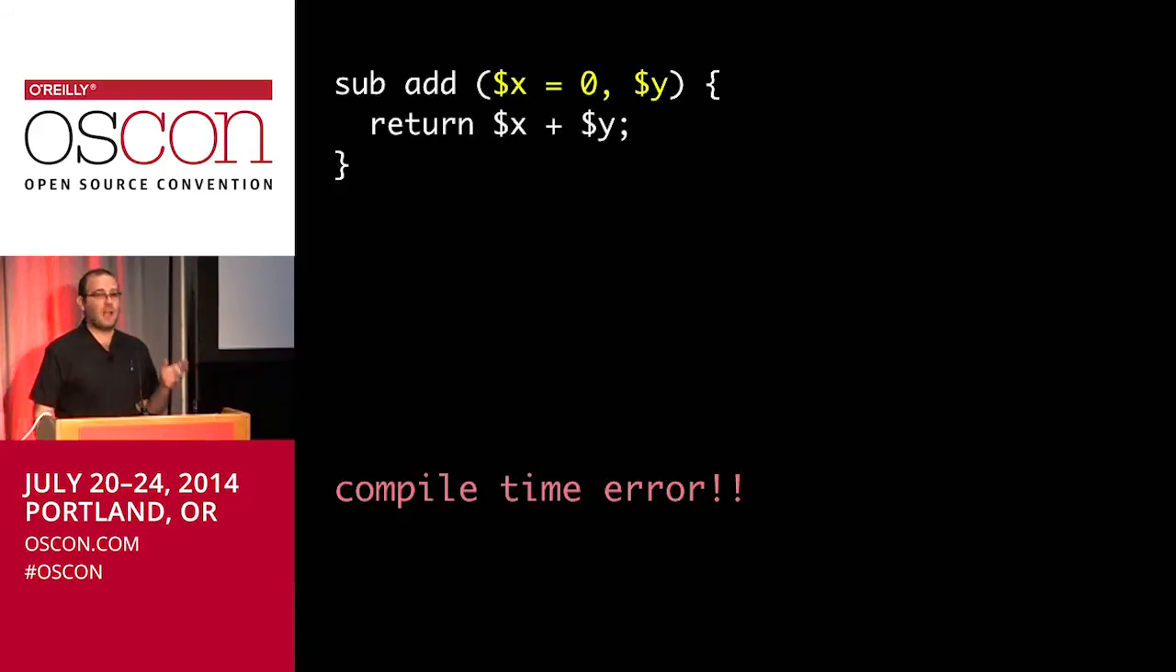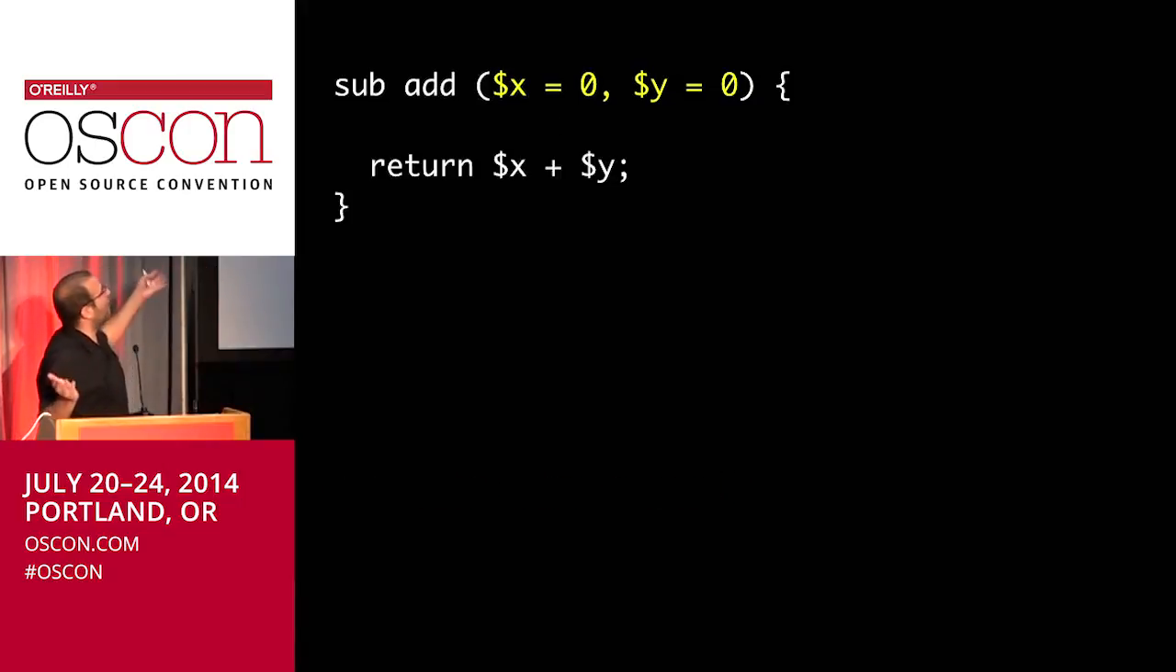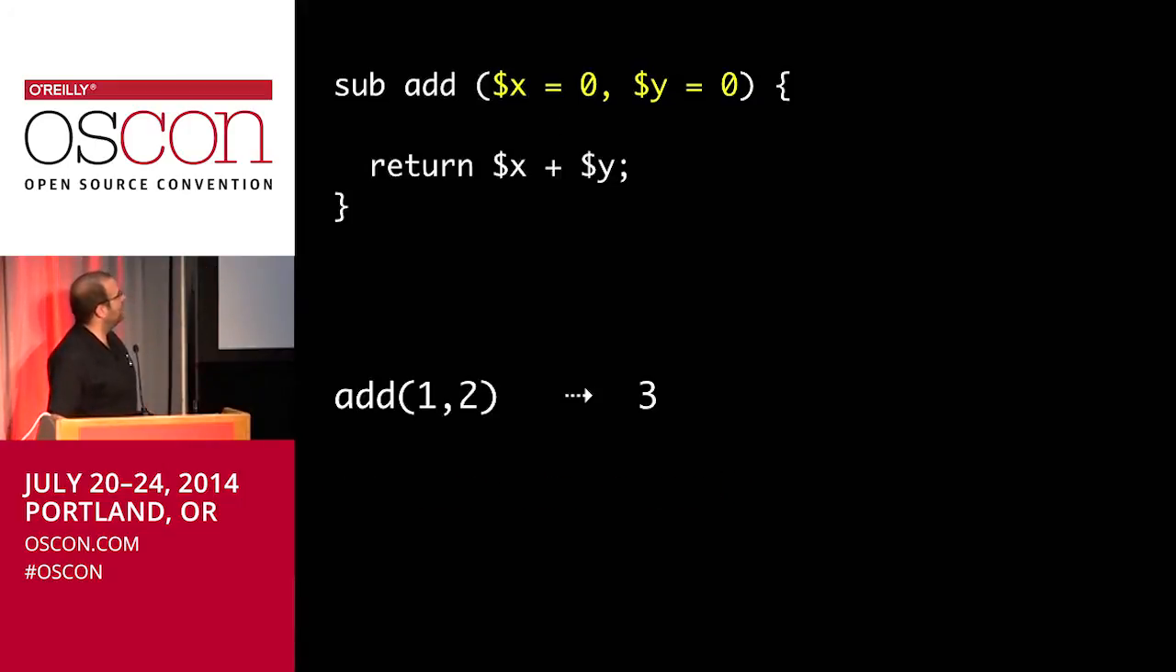Now, you might try and do it backwards and put the default on the first parameter, and you get a compile time error. The only thing that makes sense is for your optional arguments to come after the mandatory arguments. This is standard stuff if you've ever written in any other language. If you want, you could also do something like this. Like you could say they've both got defaults, right? Adding nothing just means 0. It's got an identity, fine.